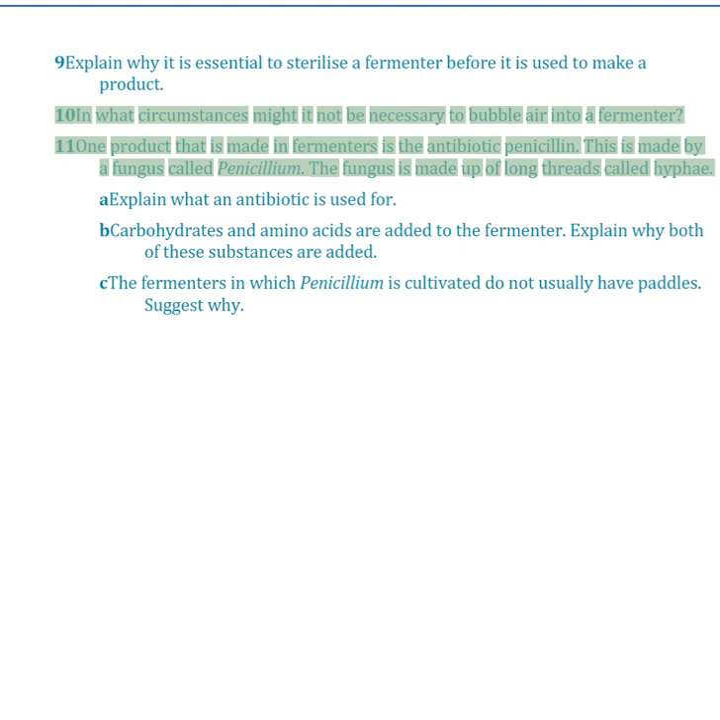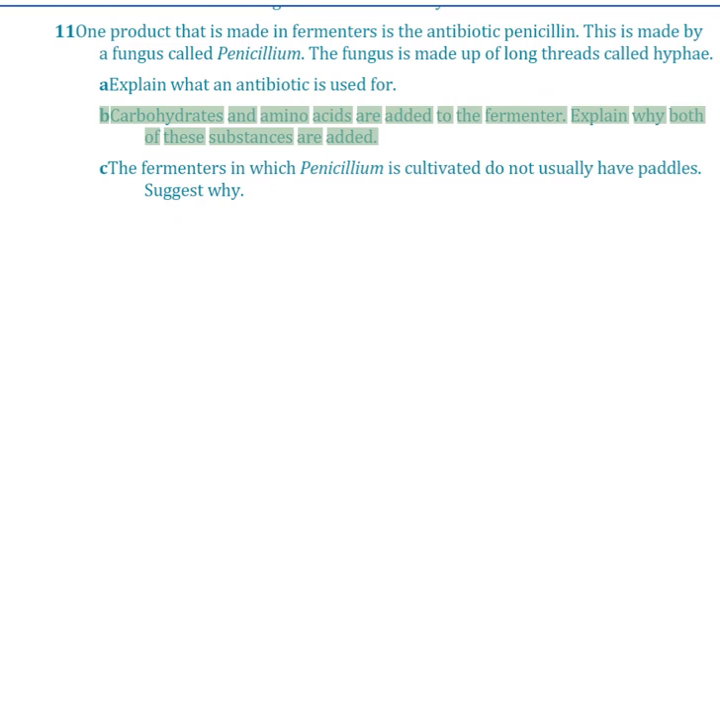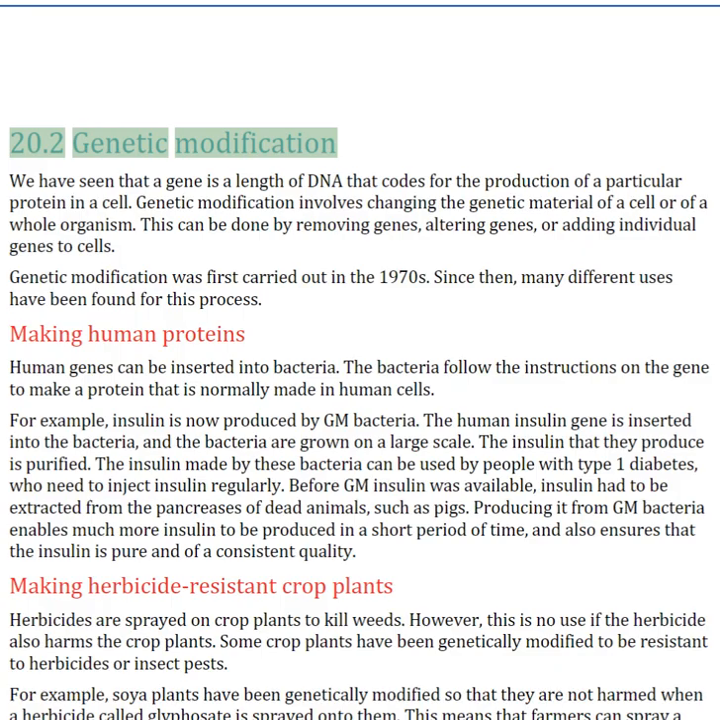11. One product that is made in fermenters is the antibiotic penicillin. This is made by a fungus called Penicillium. The fungus is made up of long threads called hyphae. A. Explain what an antibiotic is used for. B. Carbohydrates and amino acids are added to the fermenter. Explain why both of these substances are added. C. The fermenters in which Penicillium is cultivated do not usually have paddles. Suggest why.